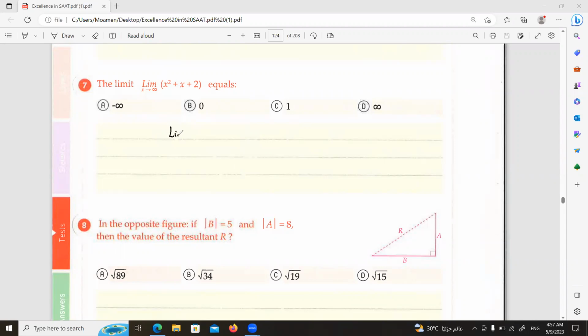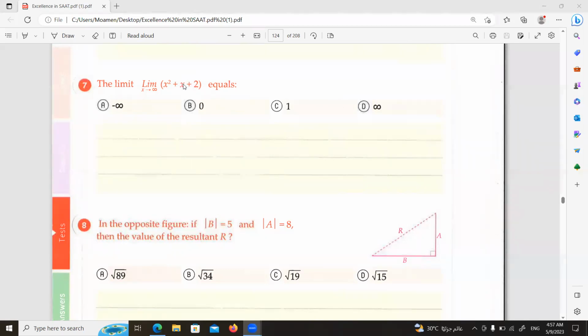How, mister? I just write the limit when x tends to infinity for x squared. The rule says that if you have a polynomial, cancel all the terms except the highest power. And then we substitute, so it will be infinity instead of x, infinity power 2, which is equal to infinity. And this is my answer. So my answer is letter D.